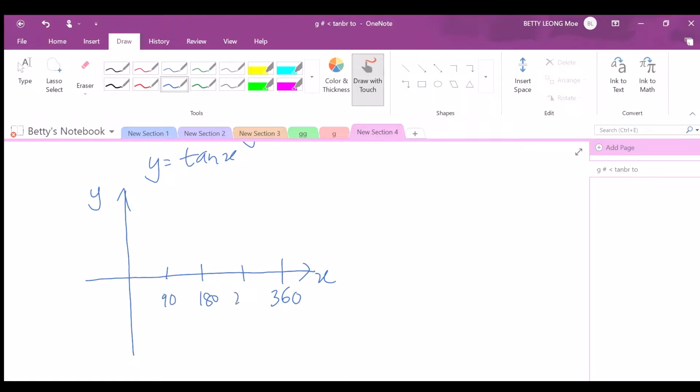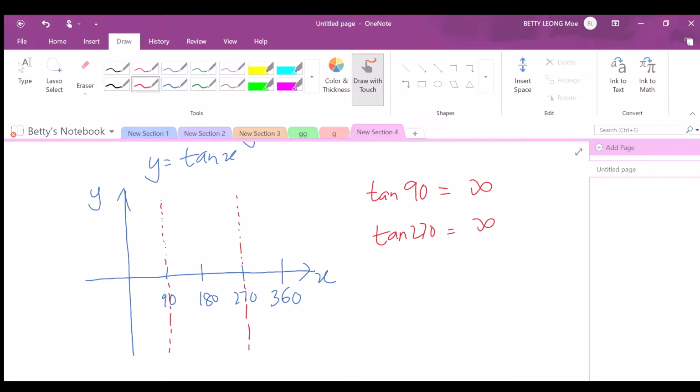And remember, there is one line here that cannot be touched by the graph, 90 and 270. Why? Because tangent 90 is infinity, and also tangent 270 is undefined. You cannot find the value. It's maths error.